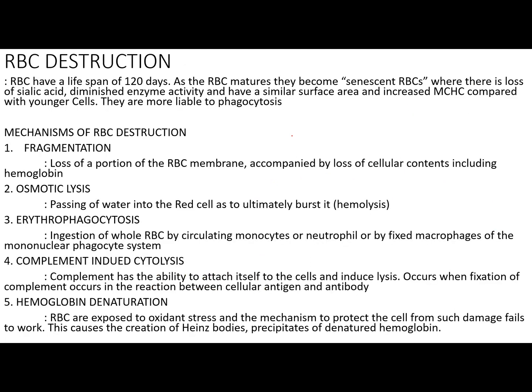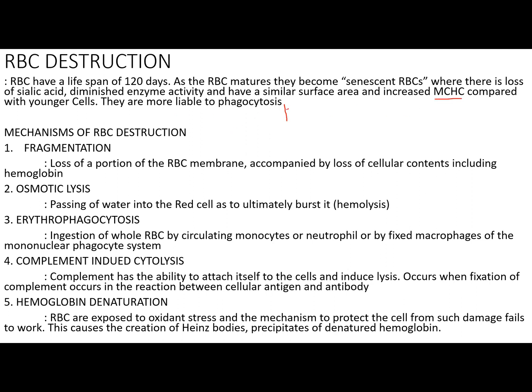Okay, let's continue. Let's talk about, class, your RBC destruction. So RBCs have a lifespan of 120 days. As the RBCs mature, class, they become senescent red blood cells. Senescent meaning old red blood cells, where there is loss of sialic acid, diminished enzyme activity, and a similar surface area and increased MCHC compared with younger cells. They are more liable to phagocytosis.